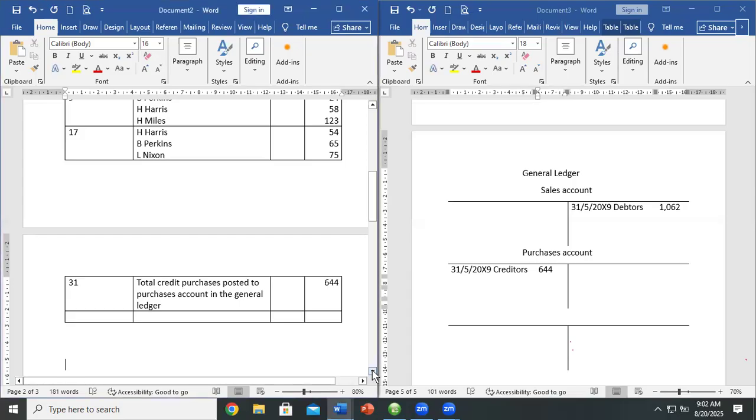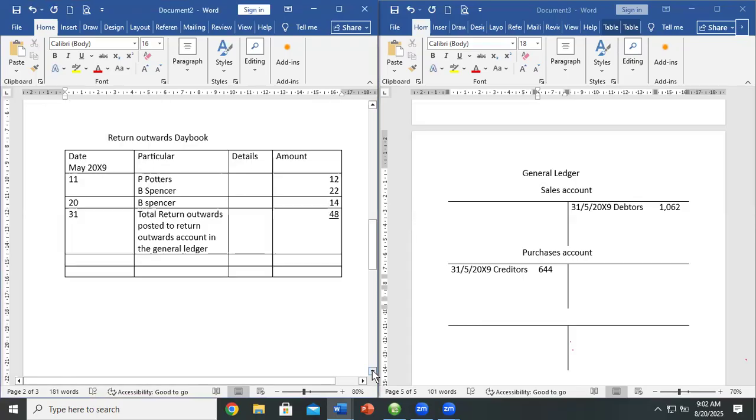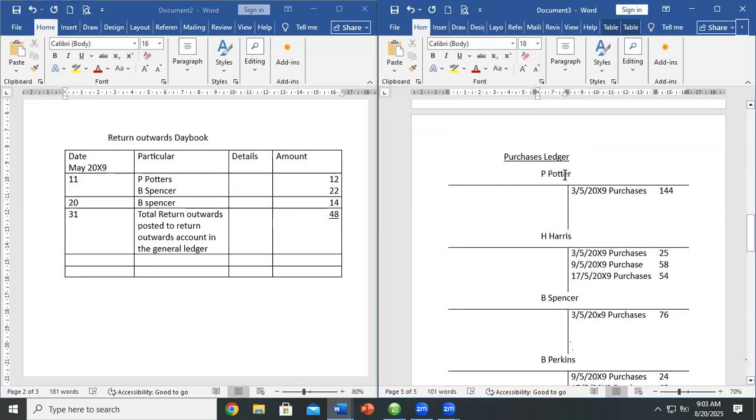So we are done with the sales and purchases. Let's go to the return outwards. And please don't be confused about posting return outwards because the names there will guide you. So on the 11th, we have return outwards to P Potter. Who is P Potter? A supplier. So P Potter's account is already in the purchases ledger. If you return goods to P Potter, what do you do? You debit P Potter, right? And you credit return outwards.